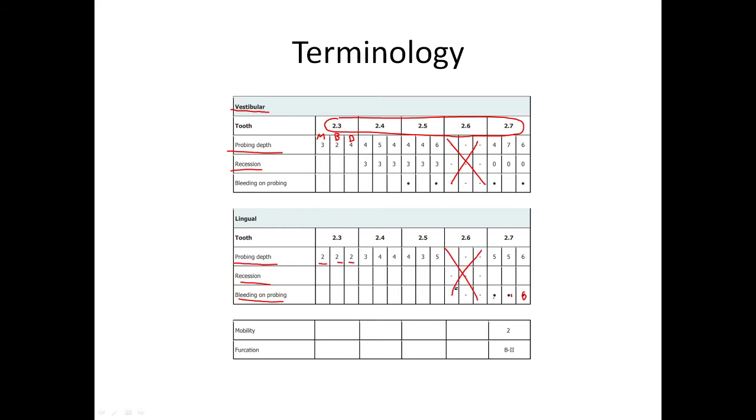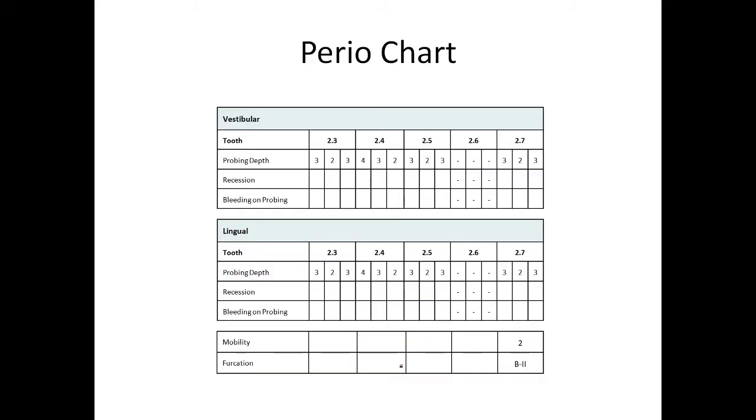And usually, at least in the protocol, they say that this quad represents the entire mouth. So this is how the mouth is. But you make the diagnosis based on what you have here, and we'll take examples of that in perio. Then you have mobility and furcation involvement as well. Okay. So here's another example of the perio chart.